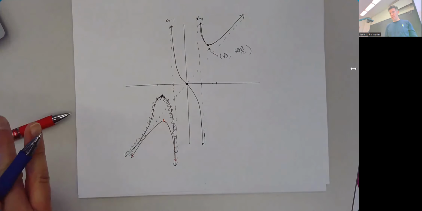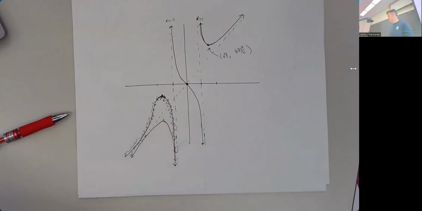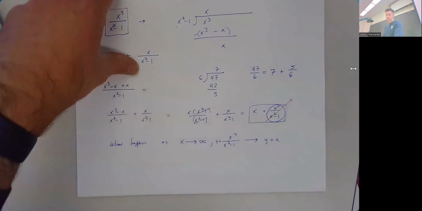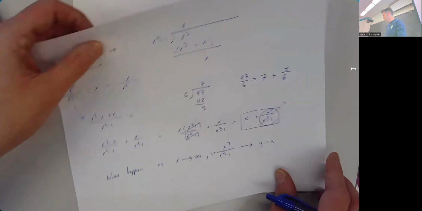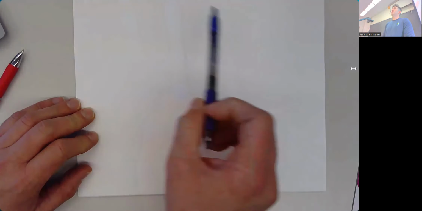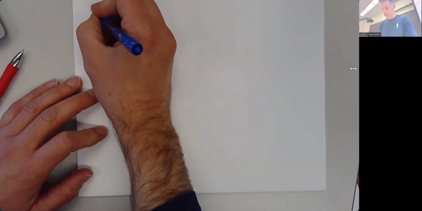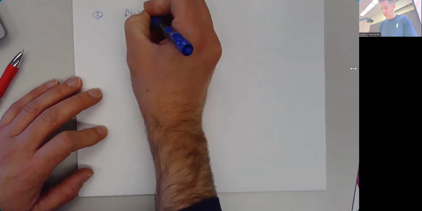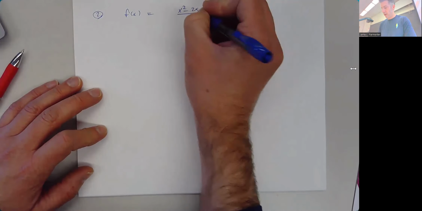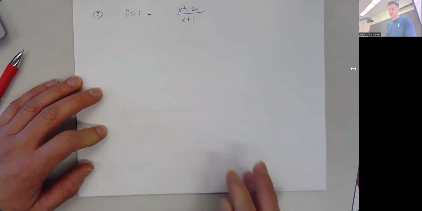Should we do another one with the slant asymptote? I think we should. You guys are like, no, you have no choice. We're gonna do another one. Okay, let's do this one. Let's say we have f of x equal to x squared minus 2x over x plus 1.